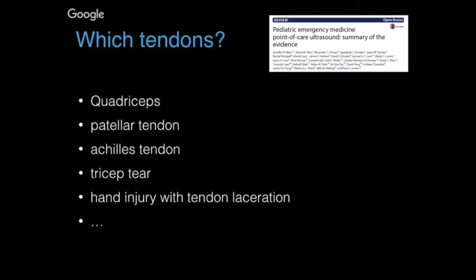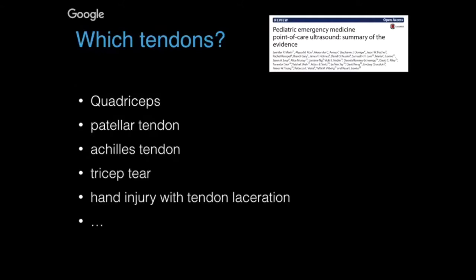In terms of which tendons can be scanned, I guess in theory, anything that you can reach with the probe, you can in theory scan. You just have to know your anatomy and what you're looking at. But case reports have been published for quadriceps, patellar tendon, Achilles tendon, and triceps tendons, and these were nicely summarized in the pediatric POCUS summary of evidence paper published in 2015 by Marin et al. Overall, it's just a good paper to go over for all the POCUS applications, just an aside.